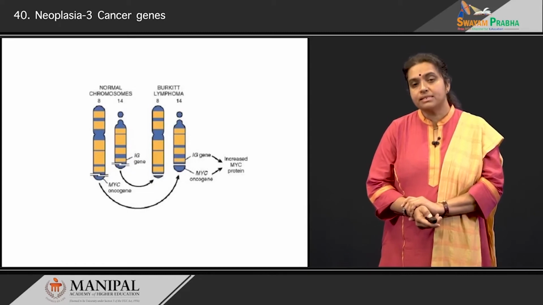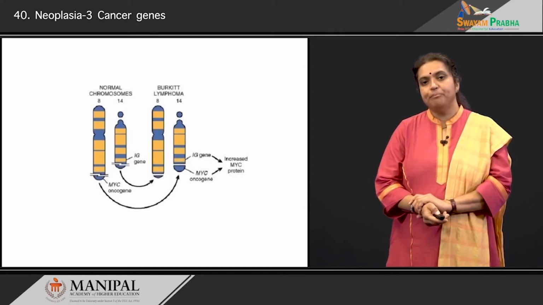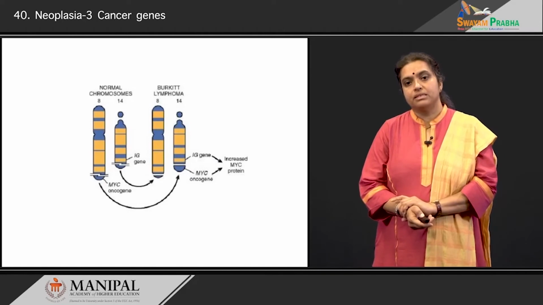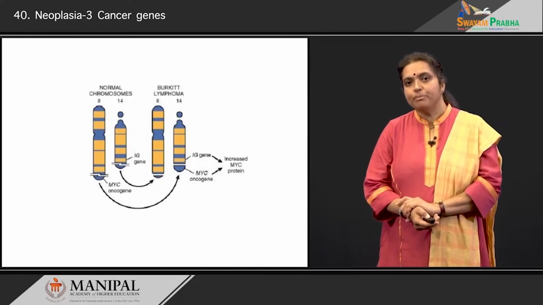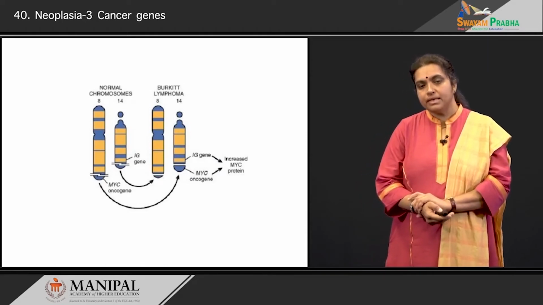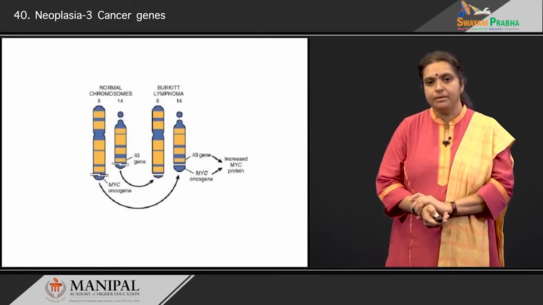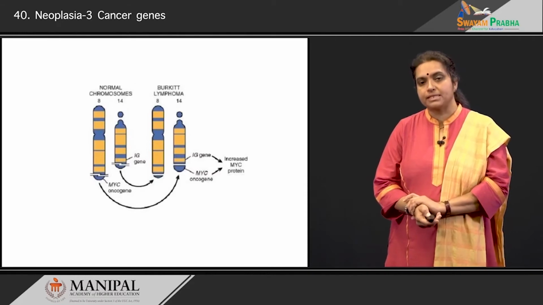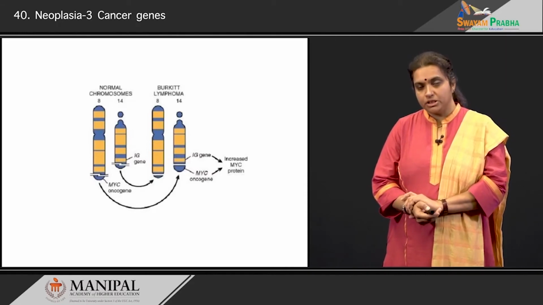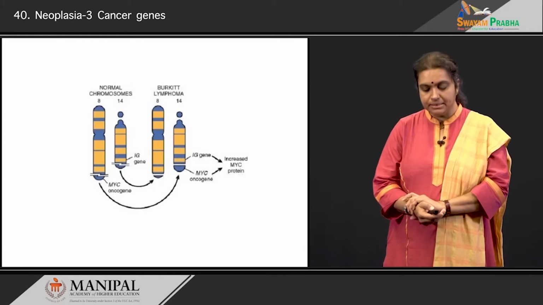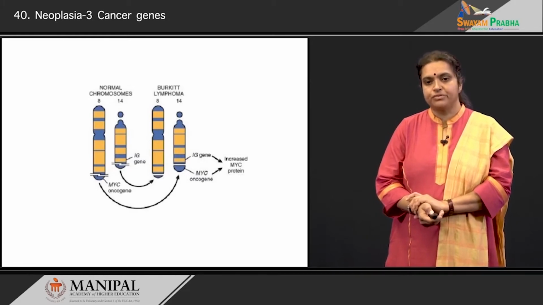Now, this results in increased MYC protein being formed. So, there are increased amounts of MYC protein that cause increased transcription in the cell. So, this is one effect that can happen because the oncogene is placed next to a gene that promotes or enhances the transcription of the gene.